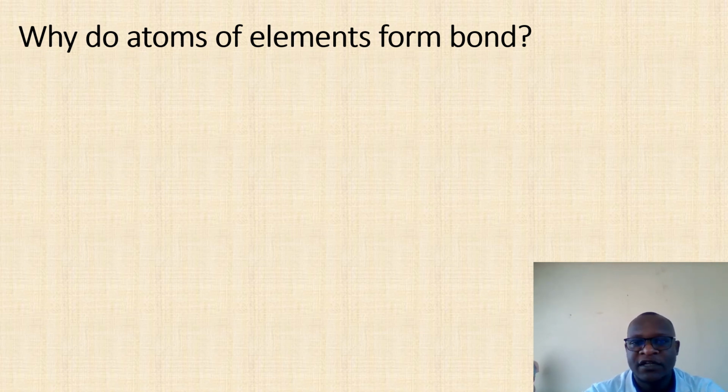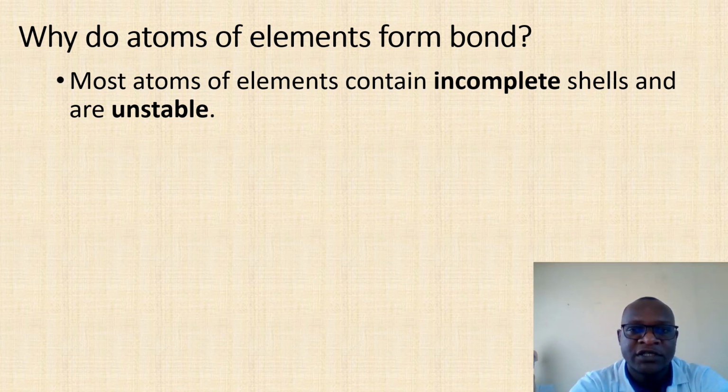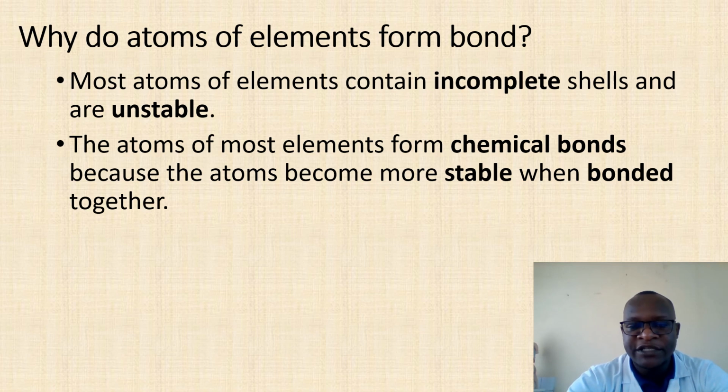Why do atoms of elements form bonds? Most atoms of elements contain incomplete shells. It means the shells are not full. They don't have 8 electrons in their outer shells, and those atoms, we say they are unstable. So for them to become stable, they have to receive electrons or give away some of the electrons. The atoms of most elements form chemical bonds because they want to become stable.